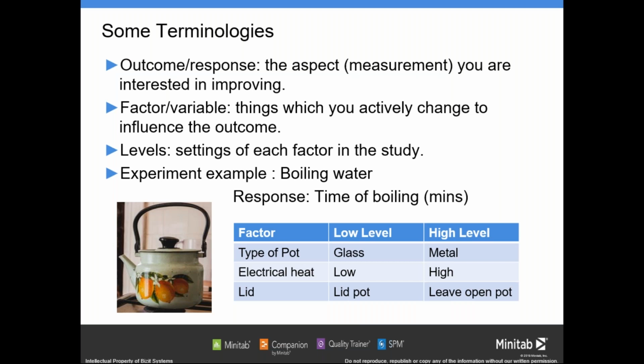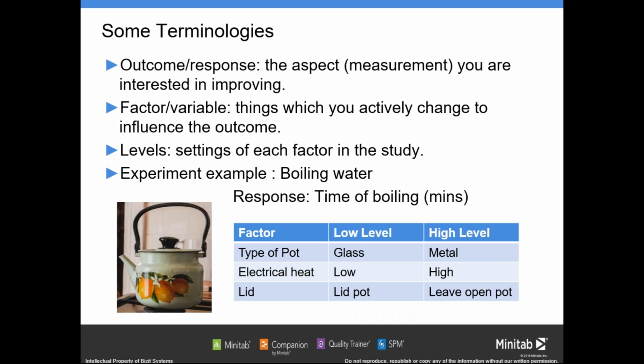For each factor you may have another term, which we call level. For example, we have two levels, a low level and a high level. For the type of pot, the low level is glass and the high level is metal. For electrical heat, the low level is low and the high level is set high. And for the lid, we have a lidded pot and an open pot.